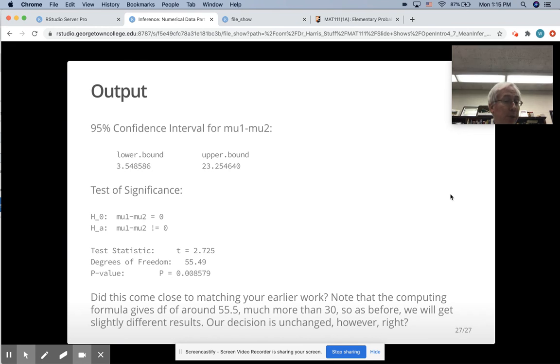I'll ask you to go back and confirm that yourself. And you can compare this to the work that you did earlier. Again, you'll get slightly different things because you're going to be using a different number of degrees of freedom. And you'll see whether what you got for your conclusion matches what we got here. And notice that instead of 30 degrees of freedom, RStudio is using about 55.5 degrees of freedom. So again, I'll let you do the work by hand and compare it to this. Obviously, it will be slightly different because we're using a different number of degrees of freedom, but hopefully it won't be so drastically different that you feel like you didn't get what you thought you should. And we'll talk about this and see if you have any questions about it when we get together in class.